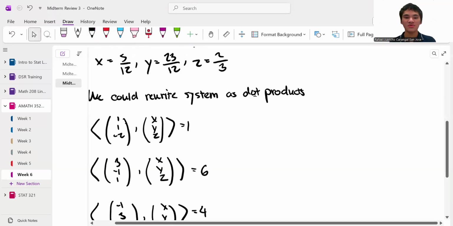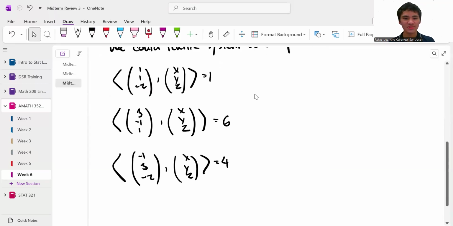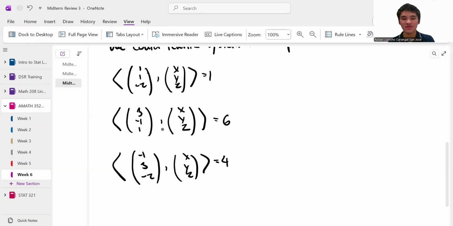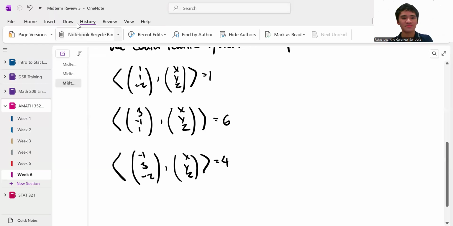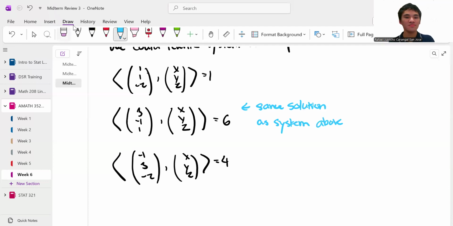Okay. So this is what we can do when we're rewriting systems. And now solving this is equivalent, right? So this linear system that we just solved, we can do the same thing here and we should get the same thing for x, y, z. Same solution as the system above. Okay?